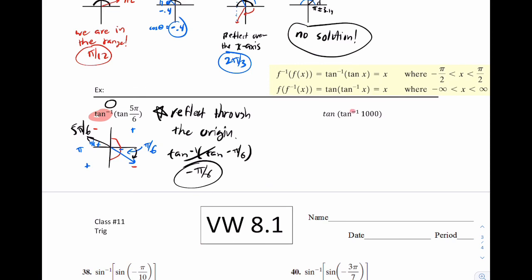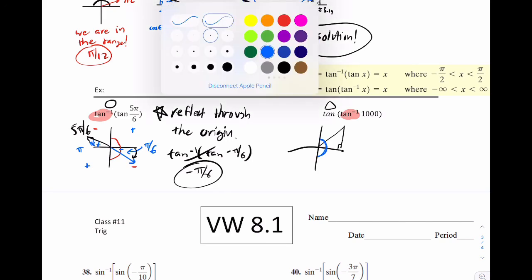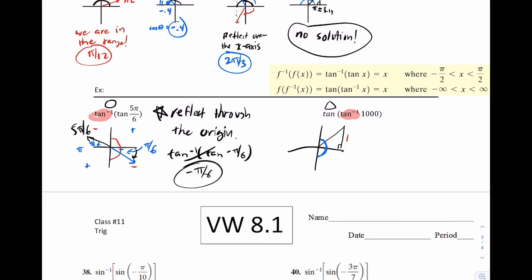Now the last one, notice where the inverse is located. That makes it a triangle problem. Draw a triangle quadrant 1. And I should have highlighted 1 and 4, so I'll do that right now. 1,000 is interesting because that would mean the opposite is 1,000, and the adjacent is 1 if we think of it as 1,000 over 1. And now we have it.